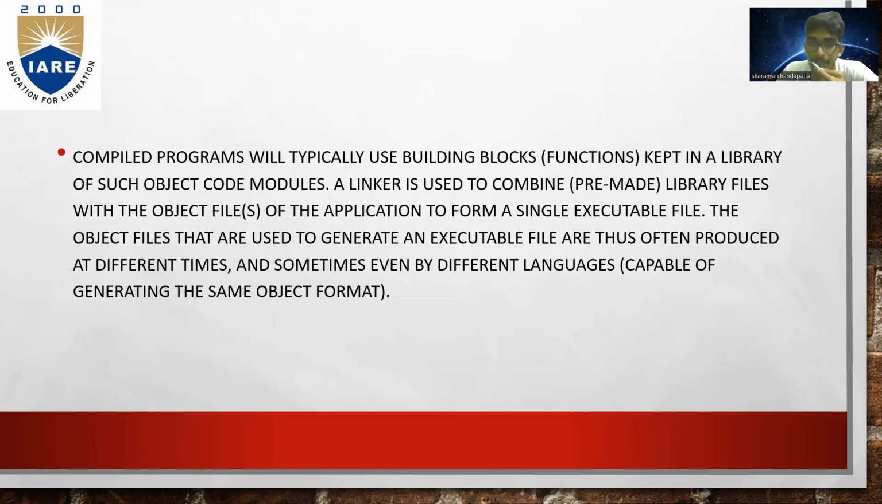Compiled programs will typically use building block functions kept in a library of such object code modules. A linker is used to combine pre-made library files with the object file of the application to form a single executable file. The object files used to generate an executable file are thus often produced at different times, and sometimes even by different languages capable of generating the same object format.